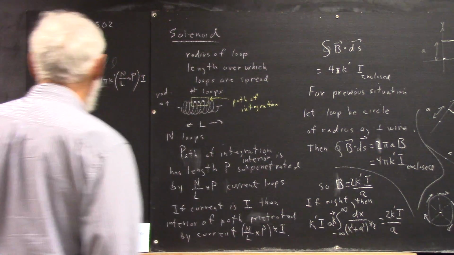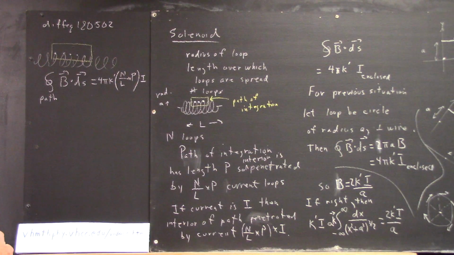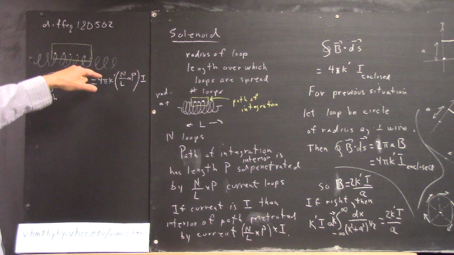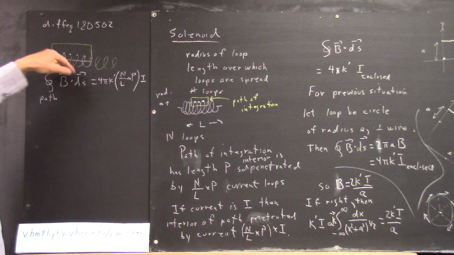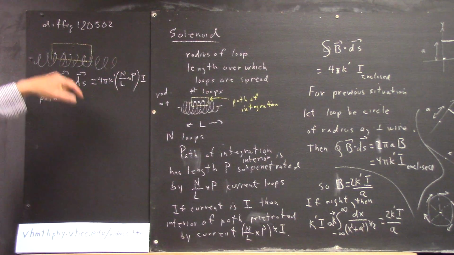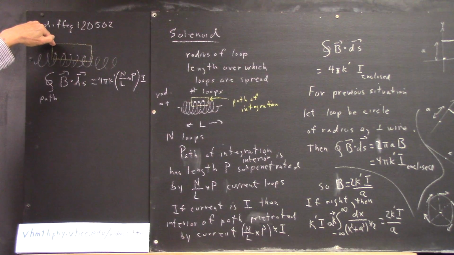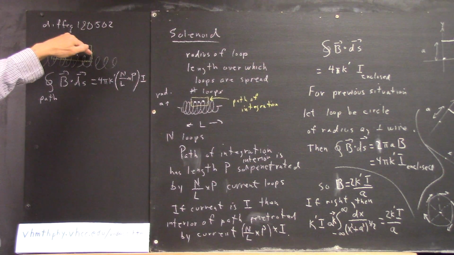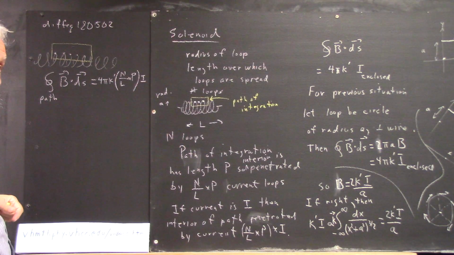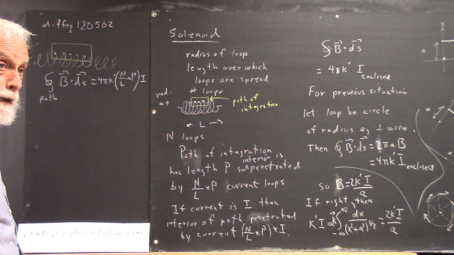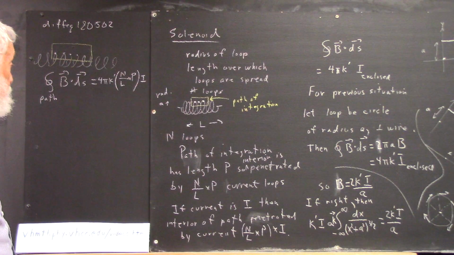Now, for reasons that we don't have time to elucidate, basically the magnetic fields from all these loops cancel out along this part of the path. And you get no contribution along these lines here because the magnetic field is always perpendicular to those lines.